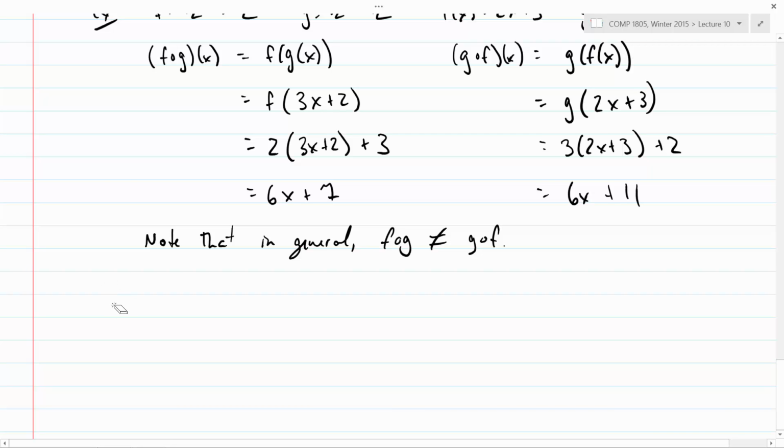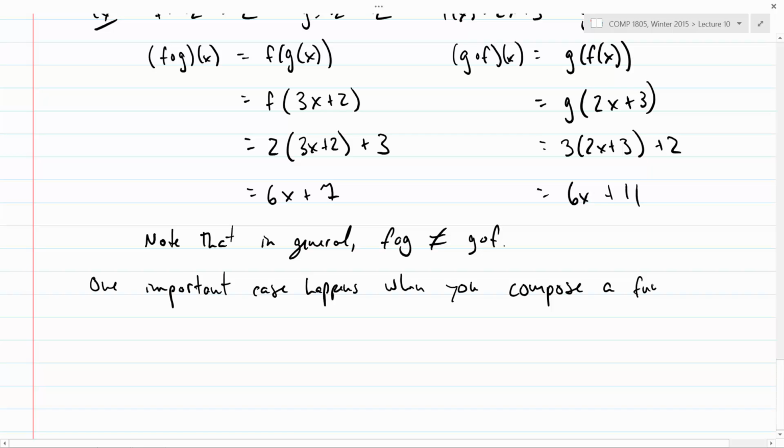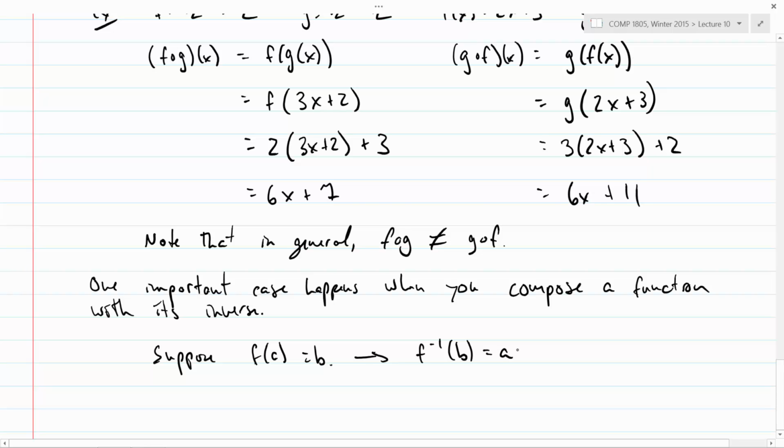One important thing happens when you compose a function with its inverse. This is an example. One important case happens when you compose a function with its inverse. Okay. So suppose we had f of a equals b. Well, then we know that f inverse of b equals a. That's the definition of the inverse.